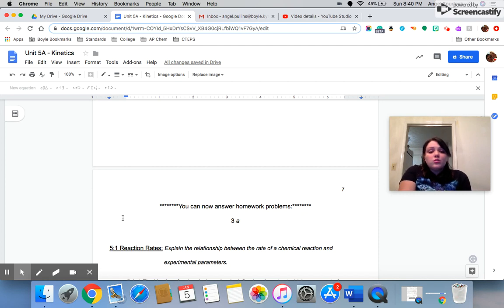Now you can do homework problems 3A. Sorry, that's the only one you can do after this section. It gets a little more complex past this point. But hopefully that helped us understand a little bit more about Maxwell-Boltzmann distributions and how they can help us look at activation energy. Let me know if you have any questions, guys.